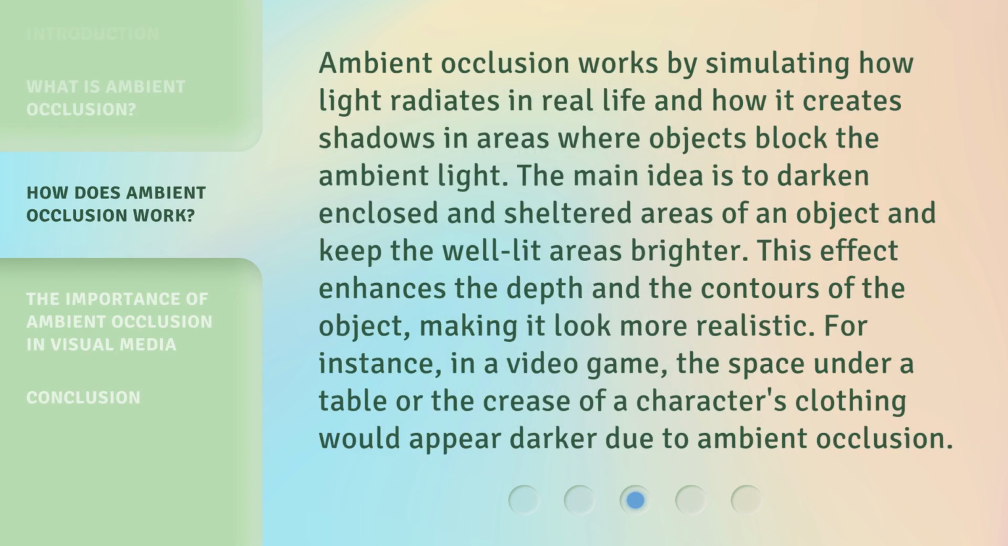Ambient occlusion works by simulating how light radiates in real life and how it creates shadows in areas where objects block the ambient light. The main idea is to darken enclosed and sheltered areas of an object and keep the well-lit areas brighter. This effect enhances the depth and the contours of the object, making it look more realistic. For instance, in a video game, the space under a table or the crease of a character's clothing would appear darker due to ambient occlusion.